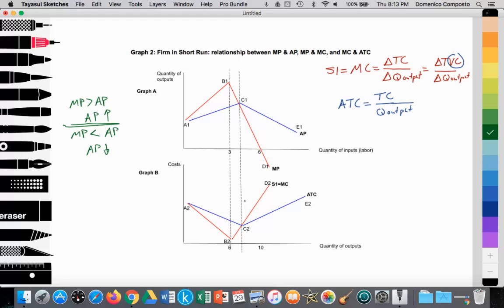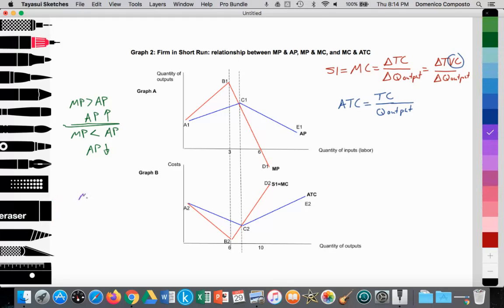Now we need to cover here the supply curve, right? The supply curve, our MC curve, has the same relationship. Here we see that when the MC, let's choose another color.